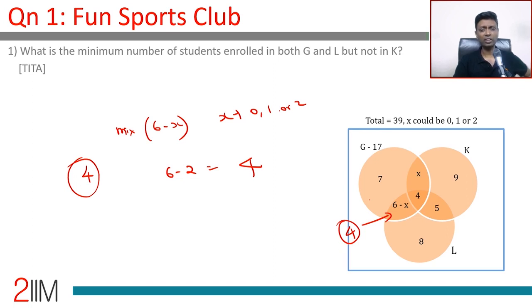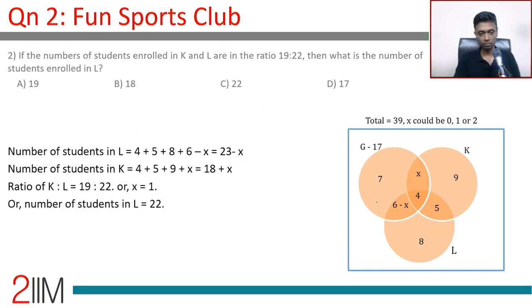And once you've got the entire set theory diagram built in, then this question becomes far simpler. The number of students enrolled in K and L are in the ratio 19:22. Then what is the number of students enrolled in L? L has 23 minus X. K has 18 plus X. This ratio is 19:22, so X equals 1.